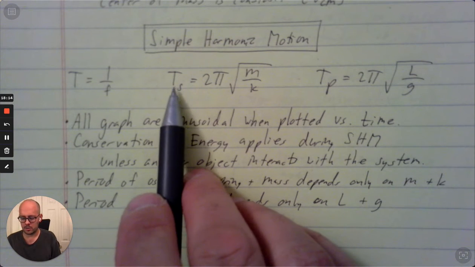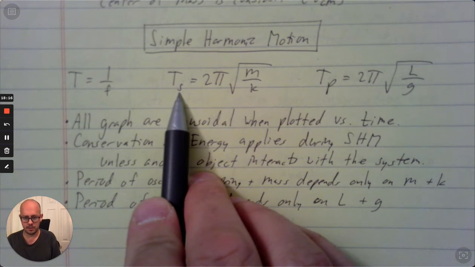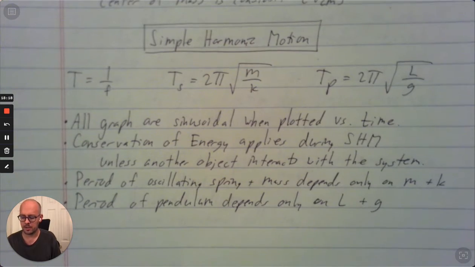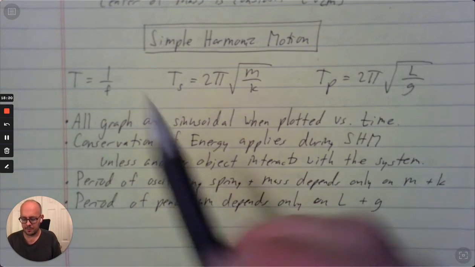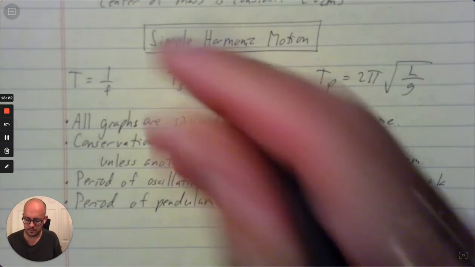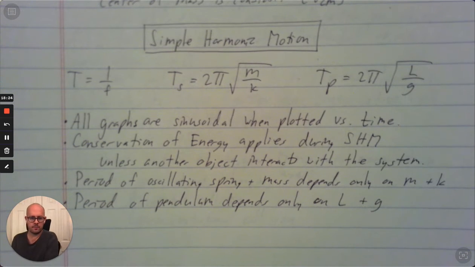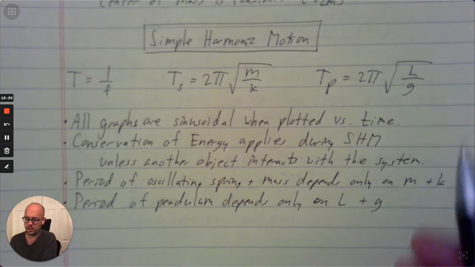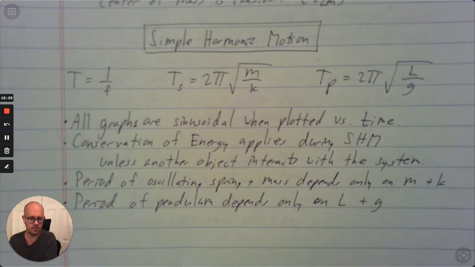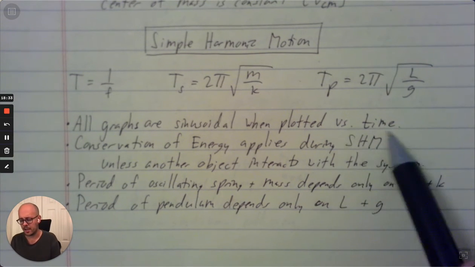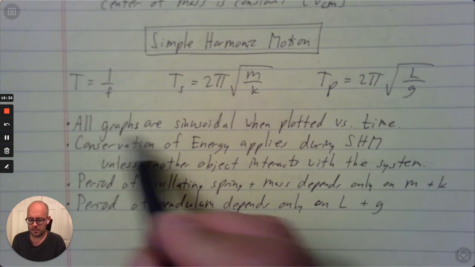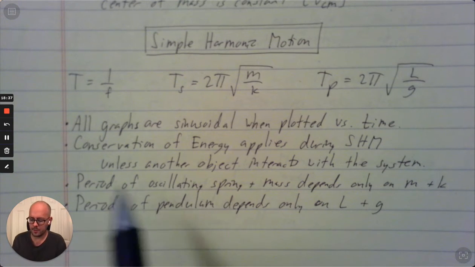We have equations for the period of oscillation of a spring system and the period of oscillation for a pendulum system. All graphs are sinusoidal for simple harmonic motion when time is on the x-axis. When position's on the x-axis, the shape can change, but specifically all time-based graphs for simple harmonic motion are sinusoidal.